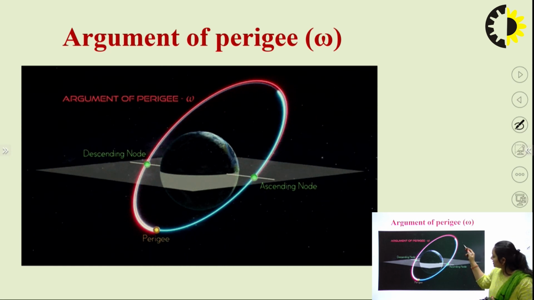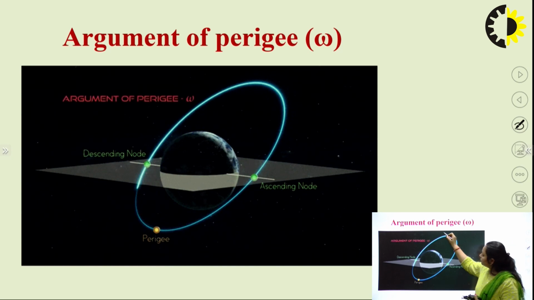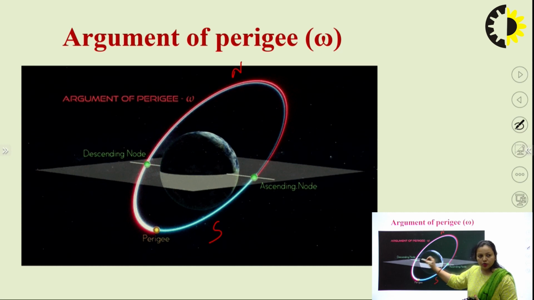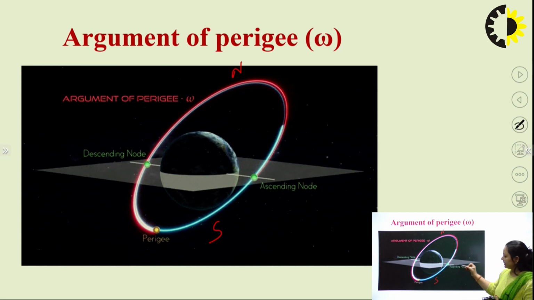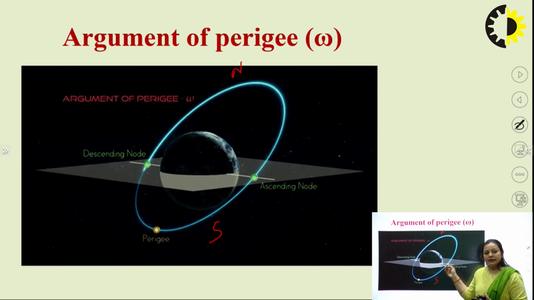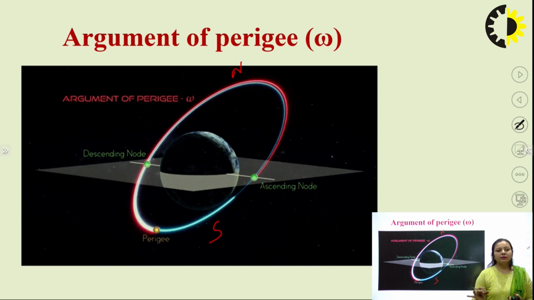So the blue color, this white color, is the movement of the satellite. It is moving from north to south. It cuts at a point called the descending node. While going upward, it cuts at the ascending node. Now this red color shows the angle which the ascending node makes with the perigee point. Perigee is the closest point to the earth. So the argument of perigee is nothing but the angle between the ascending node and the perigee point.